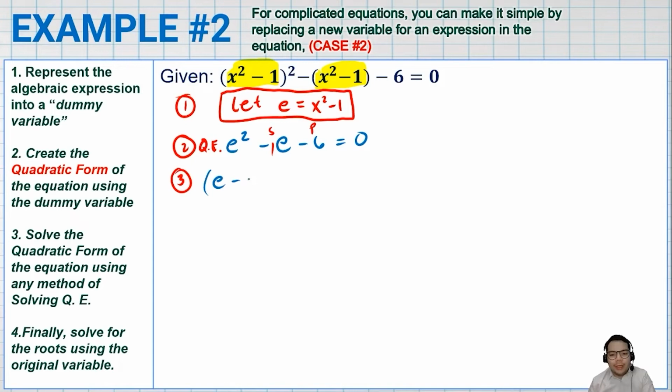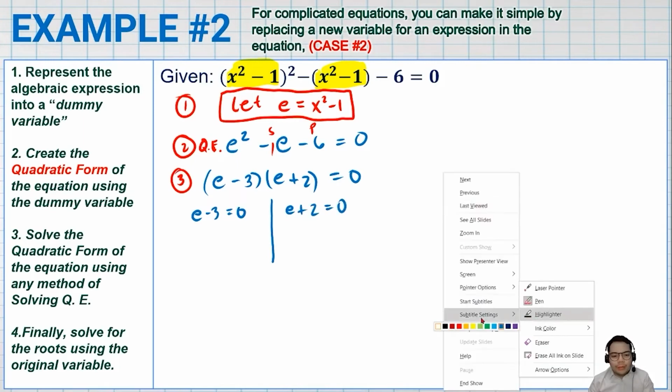So, we have e minus 3 and then e plus 2 is equal to 0. So, tingnan natin, -3 times 2 is equal to -6. -3 plus 2 is equal to -1. So, tama yung factors natin. Then, we'll try to solve this one by dividing this into 2. So, we have e minus 3 is equal to 0. In this case, we have e plus 2 is equal to 0.